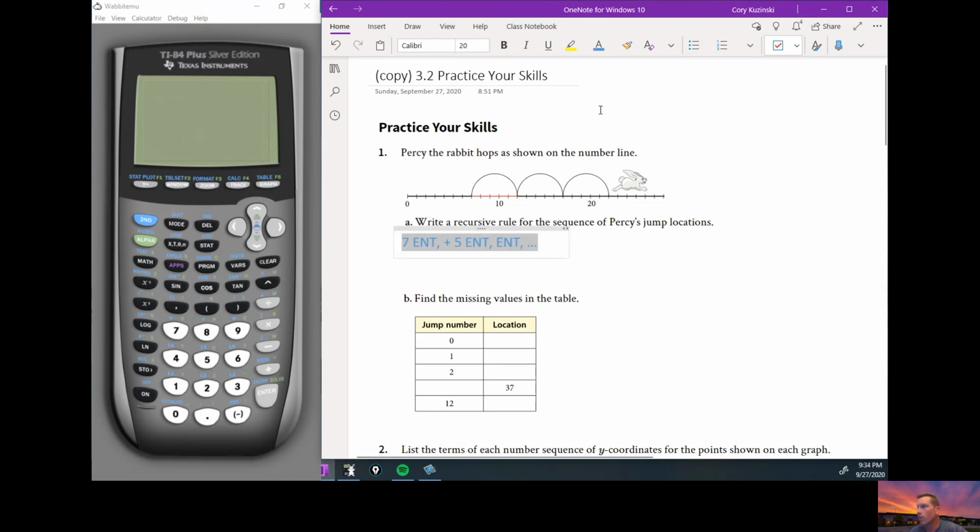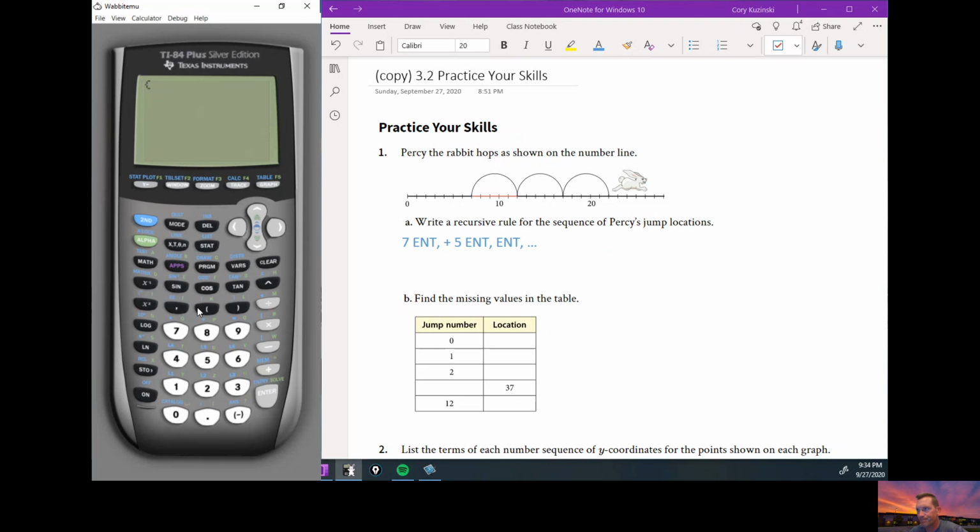All right, so we could write one to keep track of his jump number and his location, but I think we'll hold off on that until later. Find the missing values in this table. So let's do the recursive rule here. See, this is where I think it makes more sense to write one that actually keeps track of both.